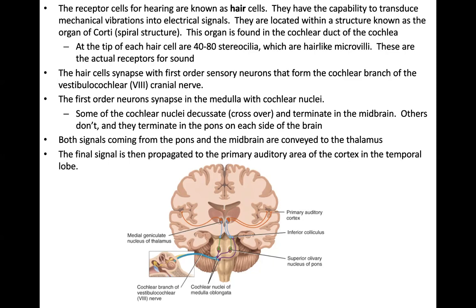We have a cochlea in each of our ears, which contain hair cells. Hair cells are the receptor cells that have the capability to transduce mechanical vibrations into electrical signals, located within a structure known as the organ of Corti or spiral organ. That's found within what's called the cochlear duct of your cochlea. At the tip of each of these hair cells are about 40 to 80 what we call stereocilia, little hair-like microvilli, which are the actual receptors for the sense of sound.